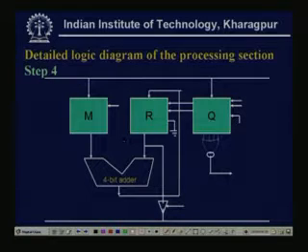Now, R is R plus M. Initially, R is set to 0 and then R is R plus M. So, one 4-bit adder is needed, and Q is Q minus 1, that is to be done, and then it is to be checked how many times it will be added. This is the detailed logic diagram of the processing section. All these buses will be 4-bit, because we are illustrating the 4 by 4 multiplier.